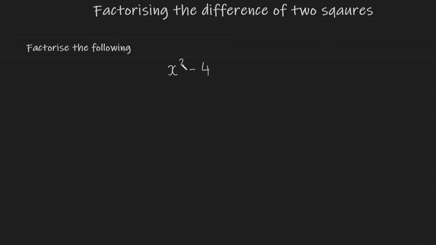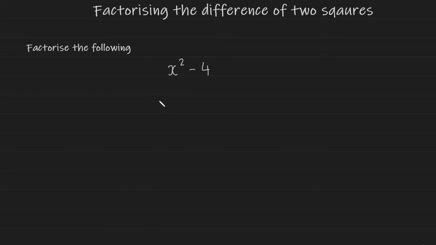We have an x that's being squared, which is very apparent. This is an obvious example. And then we have 4, which is a square number. And then we have a minus in between them. Another way of saying minus is difference. So we actually have the difference of two squares. So how do you factorize an expression such as this?